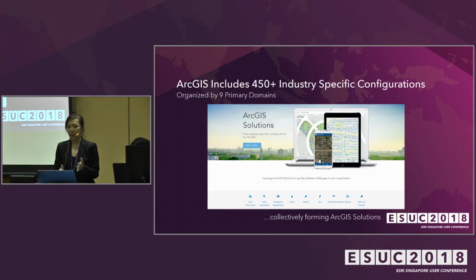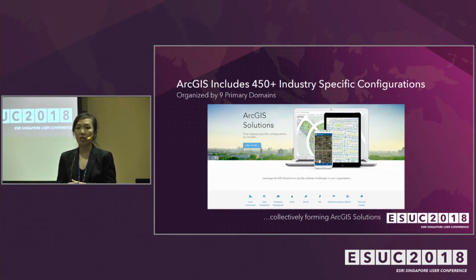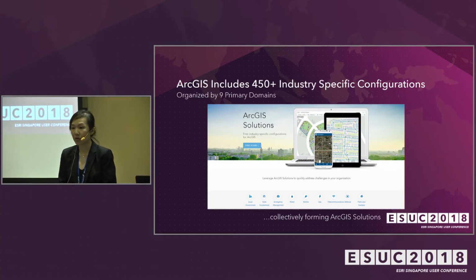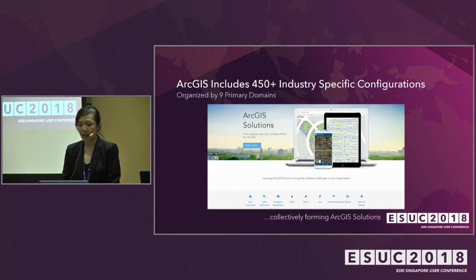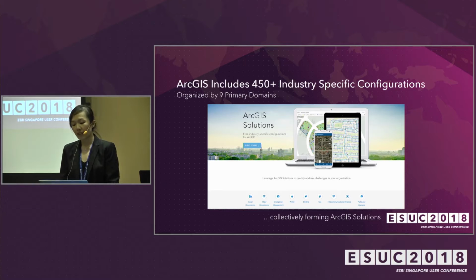However, some of you might not know that ArcGIS also includes over 450 ready-to-use maps and apps. These maps and apps are organized around 9 primary industries, including maps and apps for local governments, state governments, emergency management, defense, parks and gardens, utilities, which include water, electric, gas, and telecommunications. And we refer to these collections of maps and apps as ArcGIS solutions.